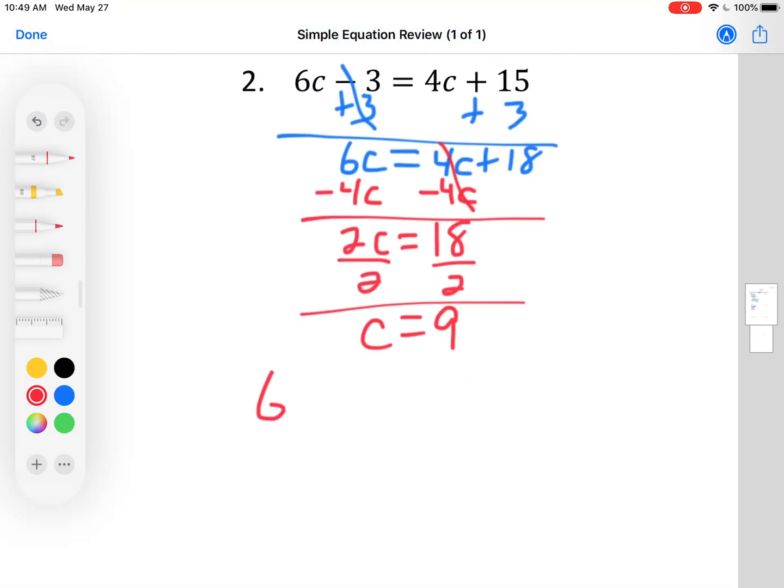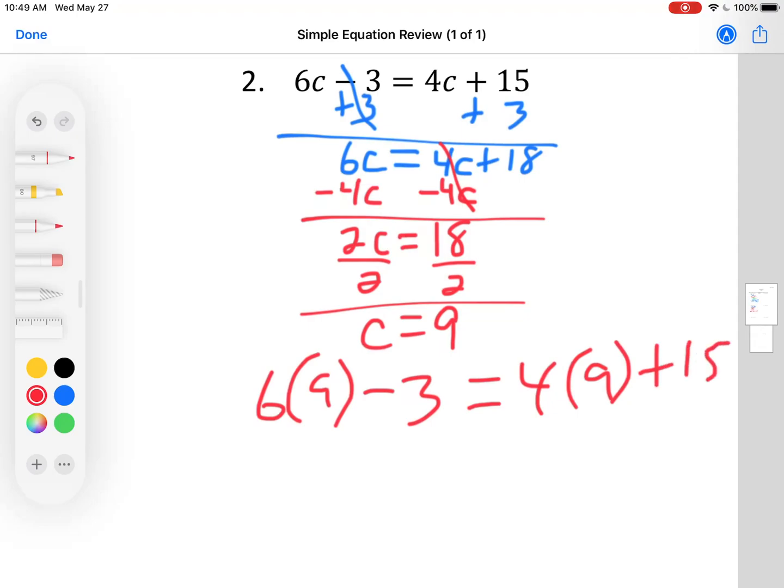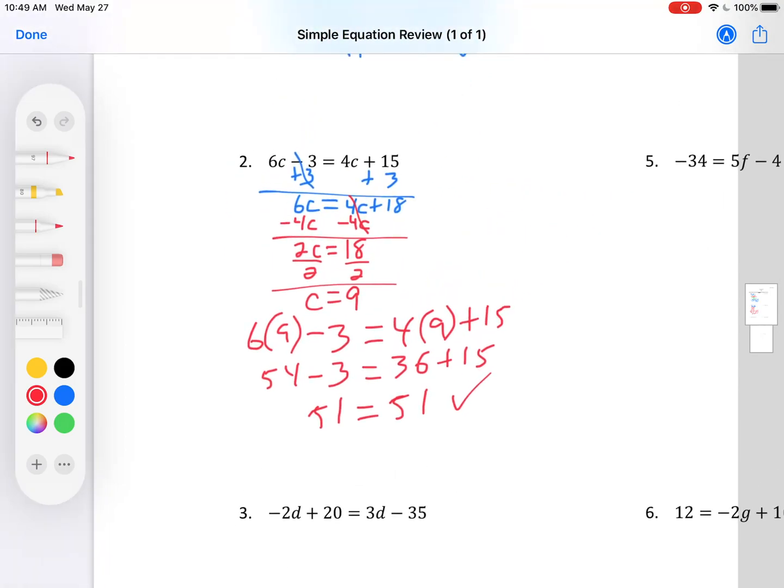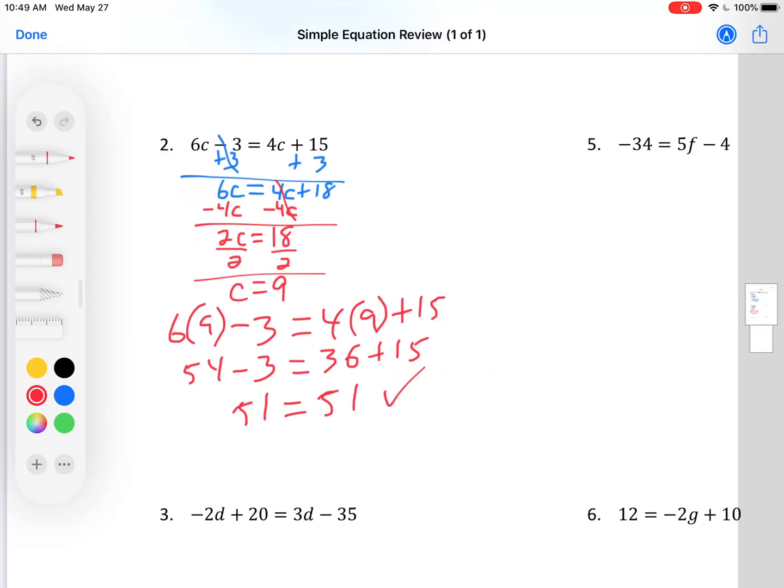Check step. 6 times 9 minus 3, because it says minus 3, equals 4 times 9 plus 15. 6 times 9 is 54 minus 3. 4 times 9 is 36 plus 15. 54 minus 3 is 51. 36 plus 15 is 51. Do those two equal? Yes, they do. This check step worked. Notice all the steps are shown, including the check step.